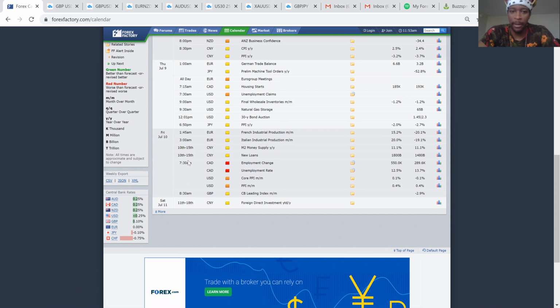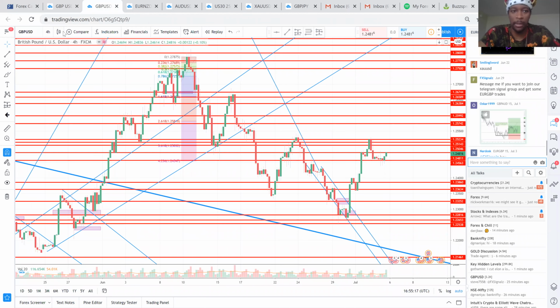And then we got Friday, where it's going to be a lot of high impact news for the Canadian dollar during New York session. So expect to see a lot of volatility during New York session, especially with the Canadian dollar. And now let's look at the charts. Let's look at GBP USD.